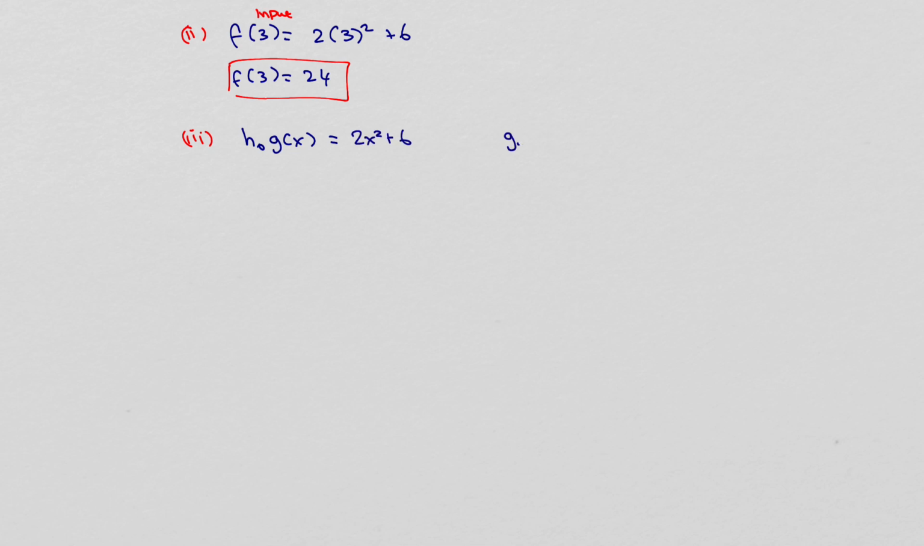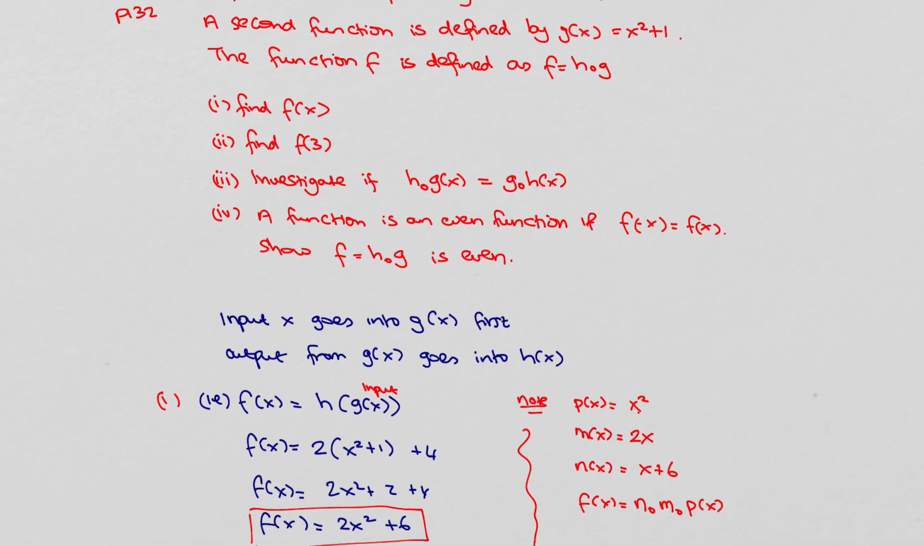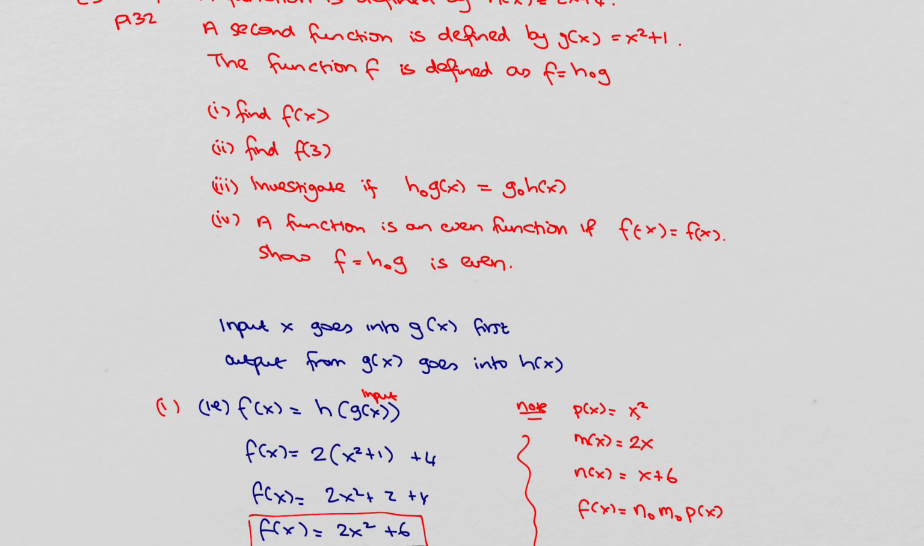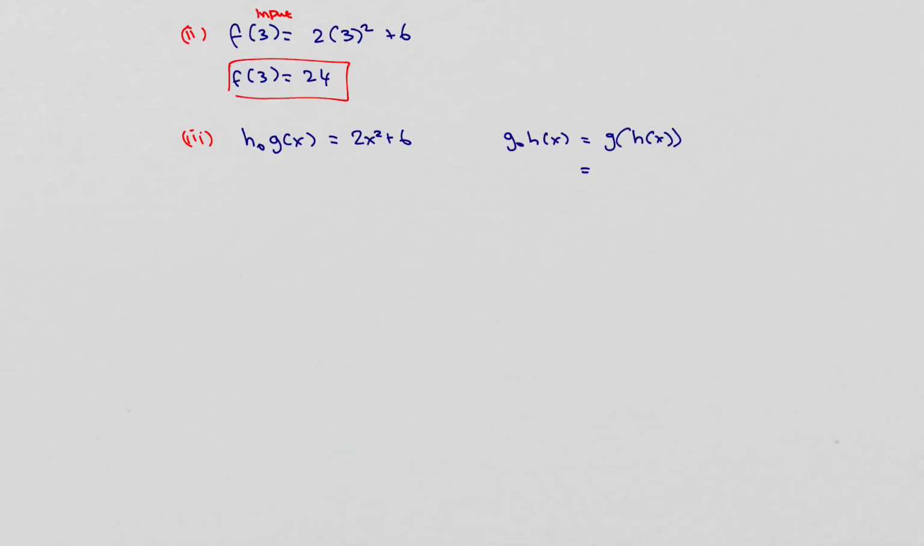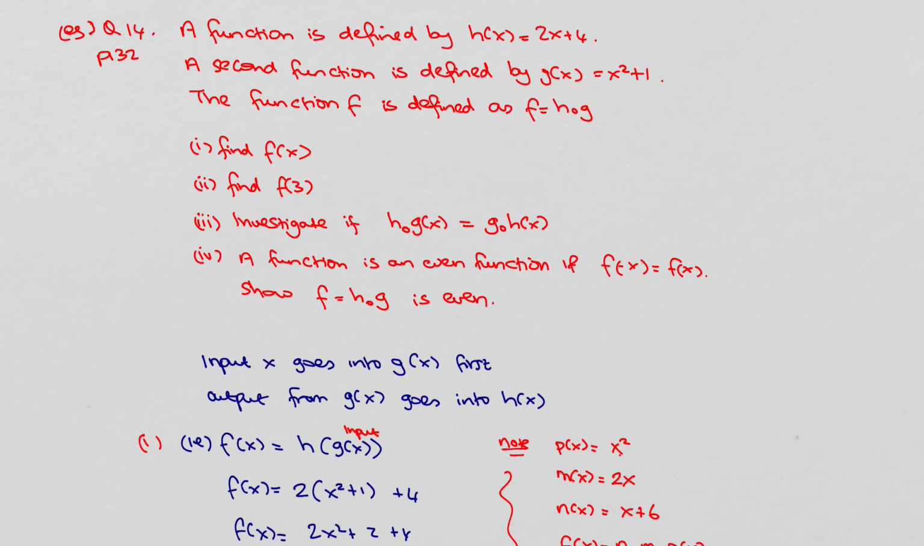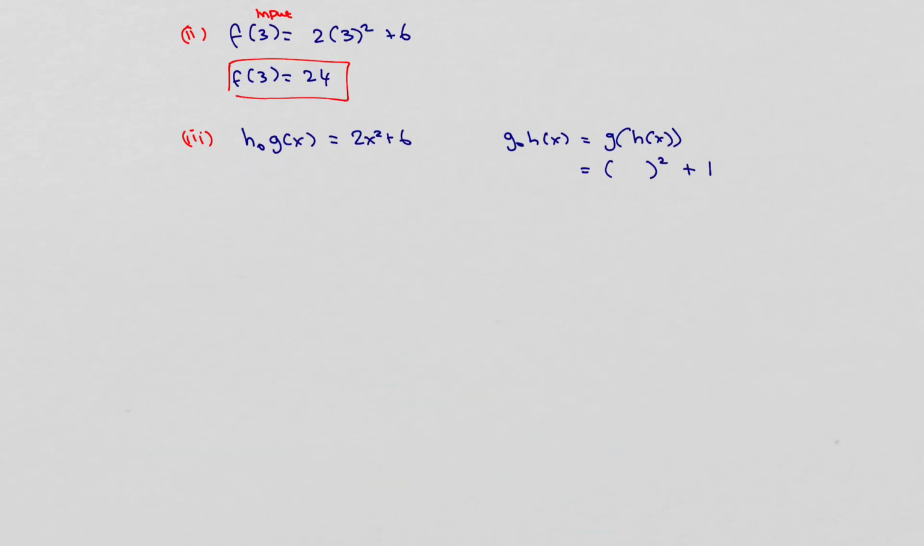And if we get g after h of x, well, that basically is the same as saying I'm taking my function h of x and it is becoming the input in g. In other words, wherever there's an x, I'm going to put my function h of x. So my function g of x was x squared plus 1. So it's something squared plus 1. And what's going into the x squared is the h of x, which is, of course, 2x plus 4.